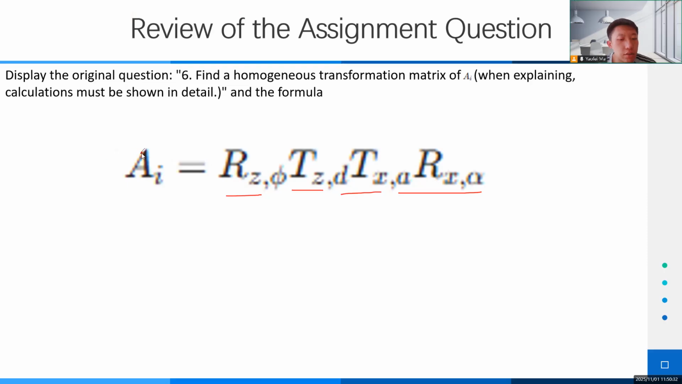First, let's look at the original question. The task is to find a homogeneous transformation matrix A_i. When explaining, conclusions must be shown in detail. The formula given for A_i is Rz(phi) Tz(d) Tx(a) Rx(alpha). Our goal is to calculate this multiplication step by step.